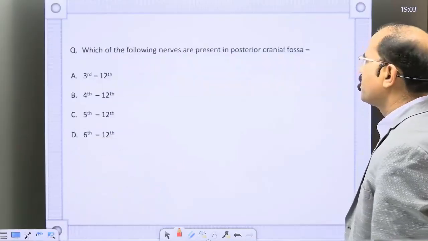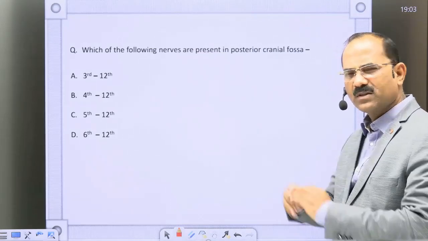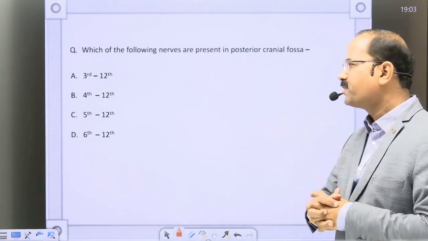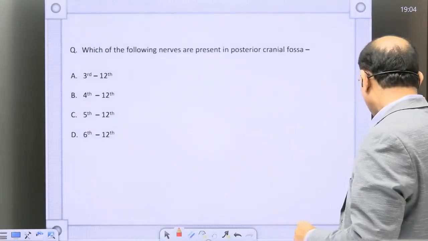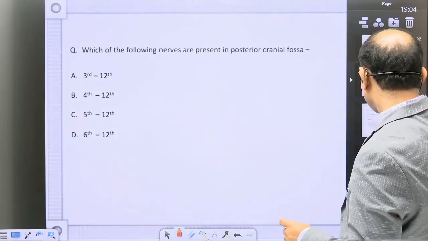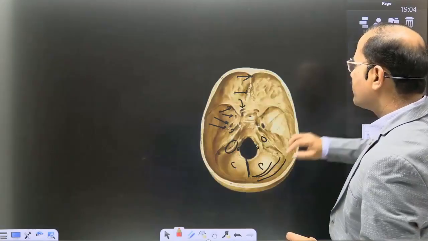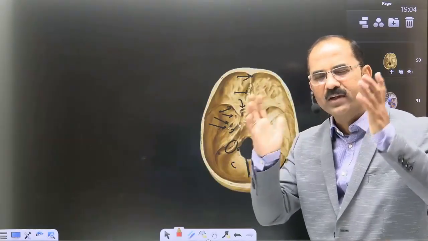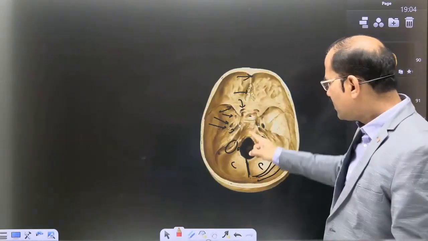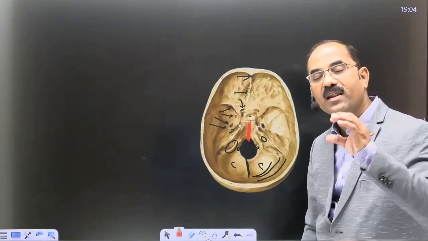Clear? So which of the following nerves are present in the posterior cranial fossa? Now this is a very tricky MCQ, students. Remember, all the nerves would begin from where? All the nerves begin from the brainstem: the midbrain, pons, medulla. This is where all the nerves would begin from. And you can see the slope here. This slope is what we call the clivus.